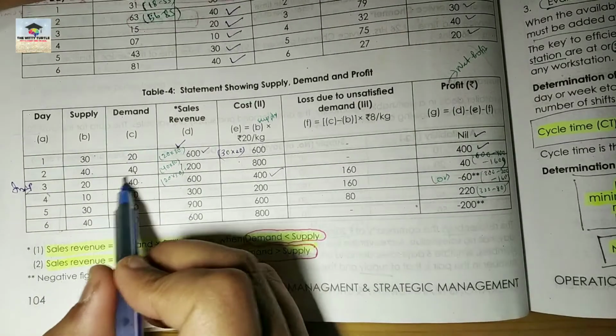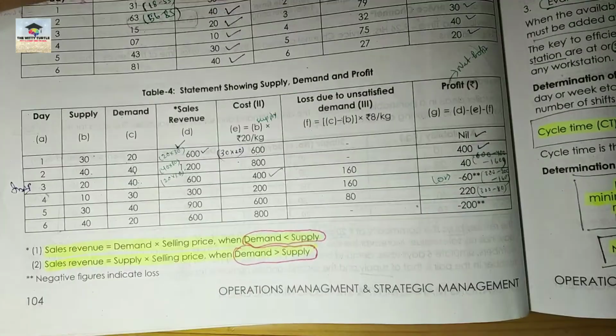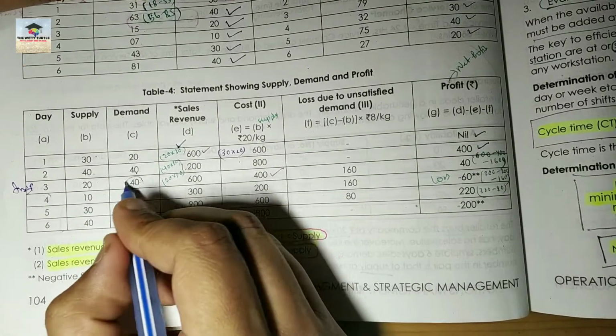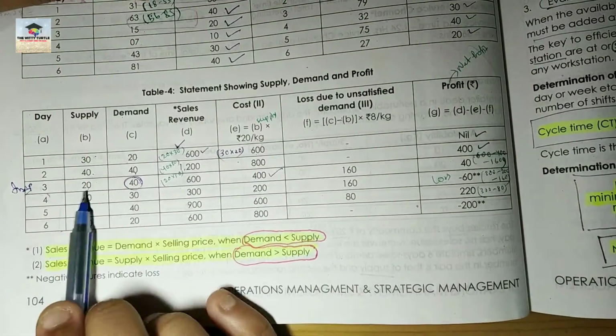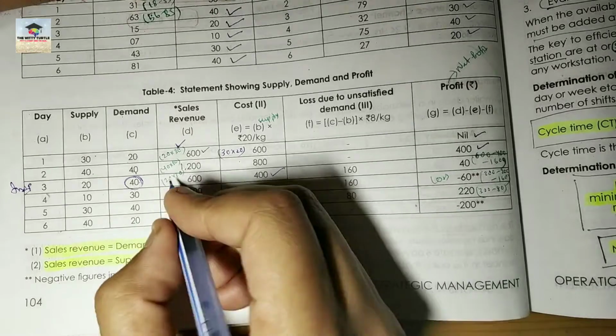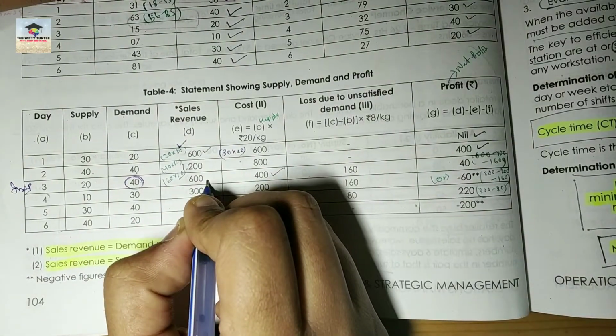अगर आपके पास डिमांड है 40 kgs का, बट आपके पास अवेलेबल ही है 20 kgs, so how will you be able to cater to the demands? You won't be able to cater to the demands. So that will be how much? So आप 40 में से, out of this 40, you can only fulfill the demand of 20 kgs. So your sales revenue will be how much? 20 into 30, that will be 600.